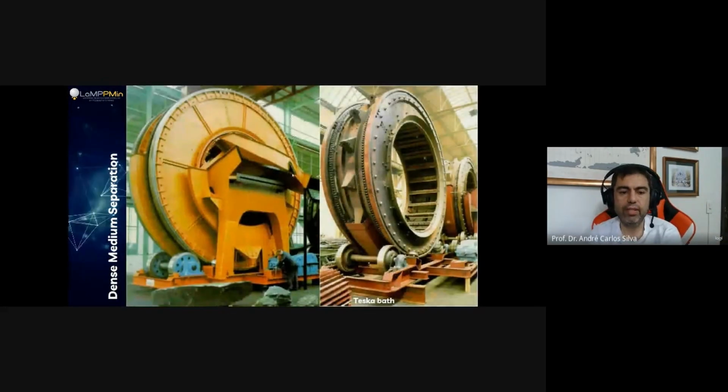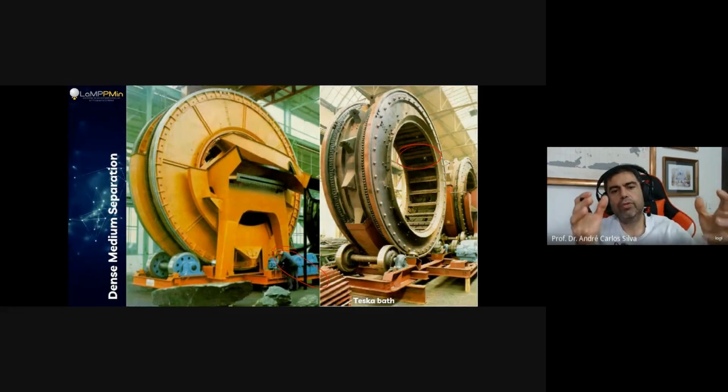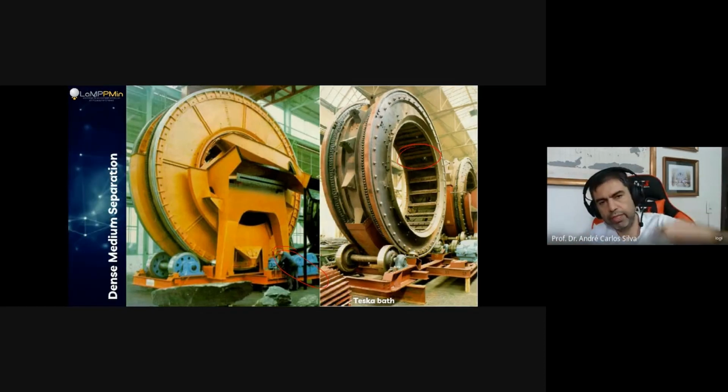So what we're seeing is a Teska bath, okay? So that ring, that bucket that you're seeing, it's exactly this. As you can see, it's a very big machine. So this is going to be immersed into that slurry, and then it's going to spin around and remove the sink material.